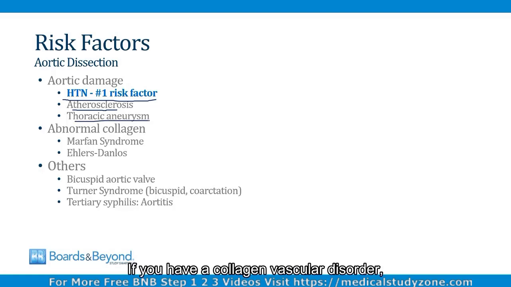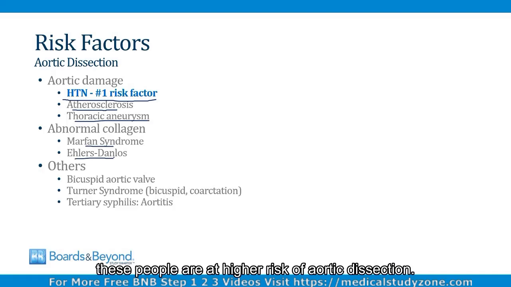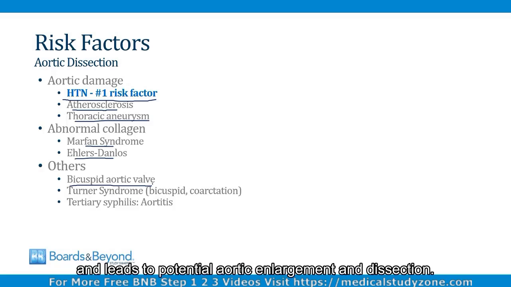If you have a collagen vascular disorder like Marfan syndrome or Ehlers-Danlos syndrome, these people are at higher risk of aortic dissection. And then there are some other special conditions associated with aortic dissection. Anyone with a bicuspid aortic valve will also have an abnormal ascending aorta. That's because when the aortic valve does not have the normal three cusps, this alters the tension on the aorta and leads to potential aortic enlargement and dissection.